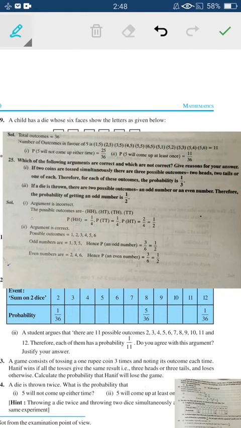Next part, if a die is thrown, there are two possible outcomes, an odd number or an even number. Therefore, the probability of getting an odd number is 1 by 2 and probability of getting even number is not given. Let us check. We knew that when a die is thrown, we have the possible outcomes as 1, 2, 3, 4, 5 and 6, right? Odd numbers 1, 3, 5, even numbers 2, 4, 6.